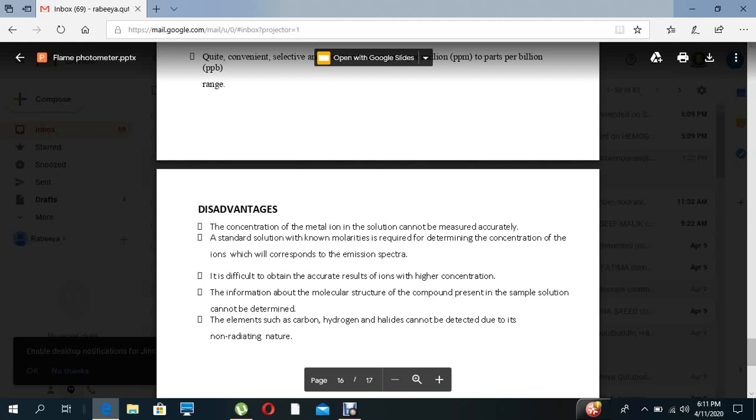I want to elaborate upon the previous point that the molecular structure of the compound present in the sample solution cannot be determined because it is heated and the compound is broken down. Therefore, we can only study the individual atoms and not their bonding.